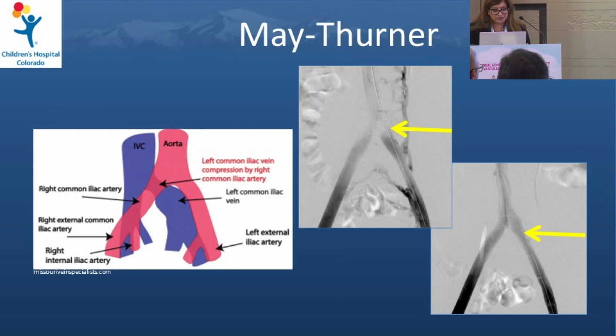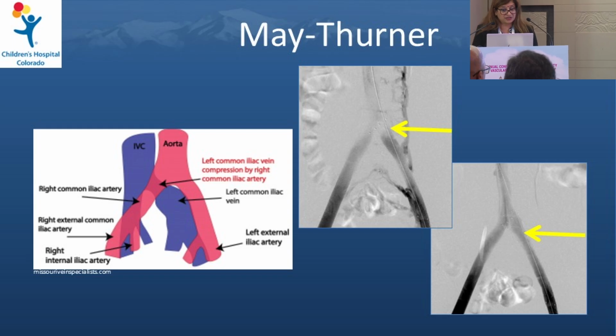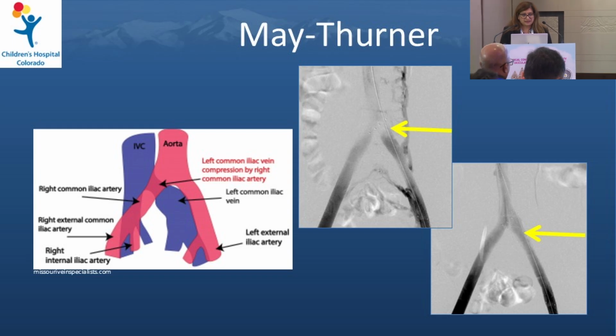Now remember, about 20% of the population probably has May-Thurner. It really is only a problem in some patients, a very small percentage of patients that seem to just get tipped over into this hypercoagulable state and develop a thrombus there.